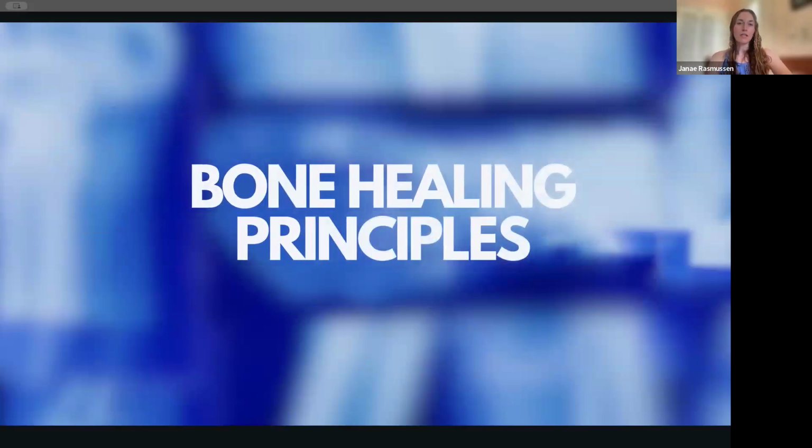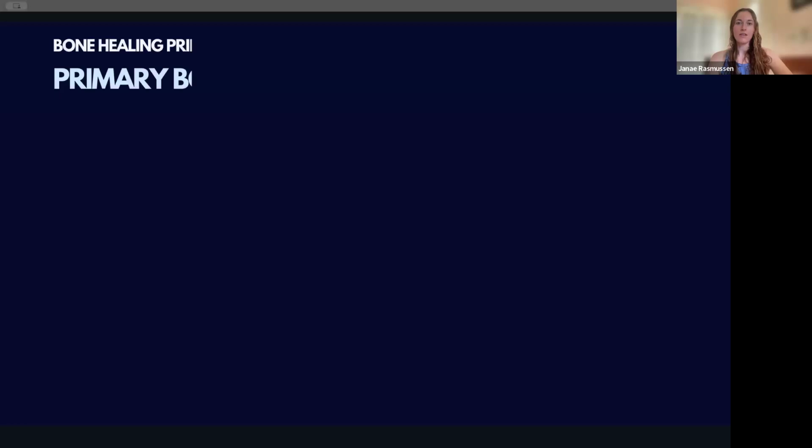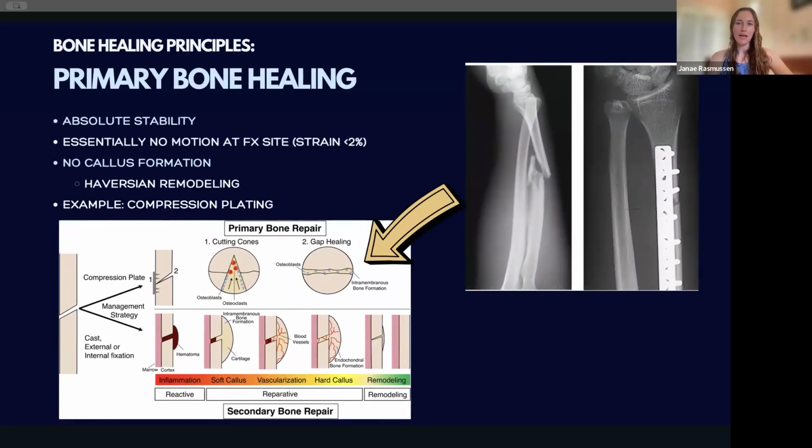So I'm going to be talking about some basic bone healing principles. There are a lot more details than what I'm going to have on these slides, but these are the bare minimum of what you should come into your audition rotation with understanding. So there's two basic types of bone healing. The first is primary bone healing, and this is what we call absolute stability, meaning that this is where you're essentially taking the broken bones and putting them basically right into the proper position, and you don't want a lot of motion. And so this is where you have what we call minimal strain, ideally strain under 2%.